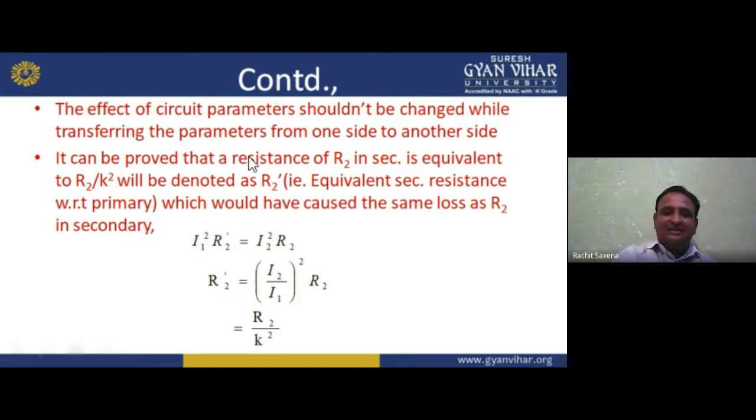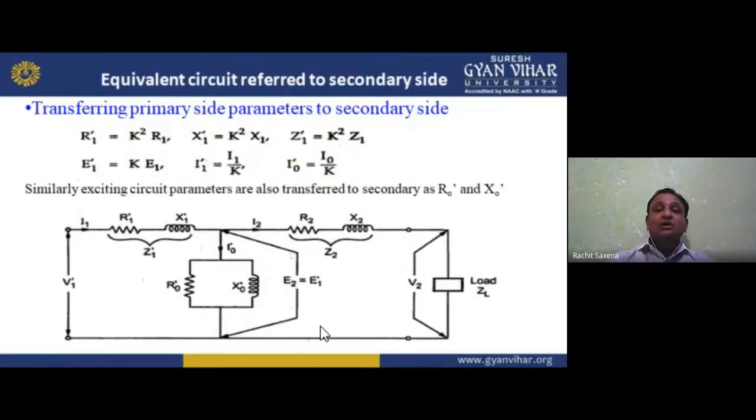So we can write it like this: I2 square R2 dash is equal to I2 square R2. Similarly, R2 dash is equal to I2 by I1 square R2. Now it is your transformation ratio, and R2 by K square. So if I am moving the primary to this, for example, this is primary, this is secondary. Now I'm moving like this. So we have the difference of transformation ratio, meaning the difference of turns in primary and secondary, denoted by this. So if I am moving to the secondary side, we can write R2 by K square, and where K is the transformation ratio.